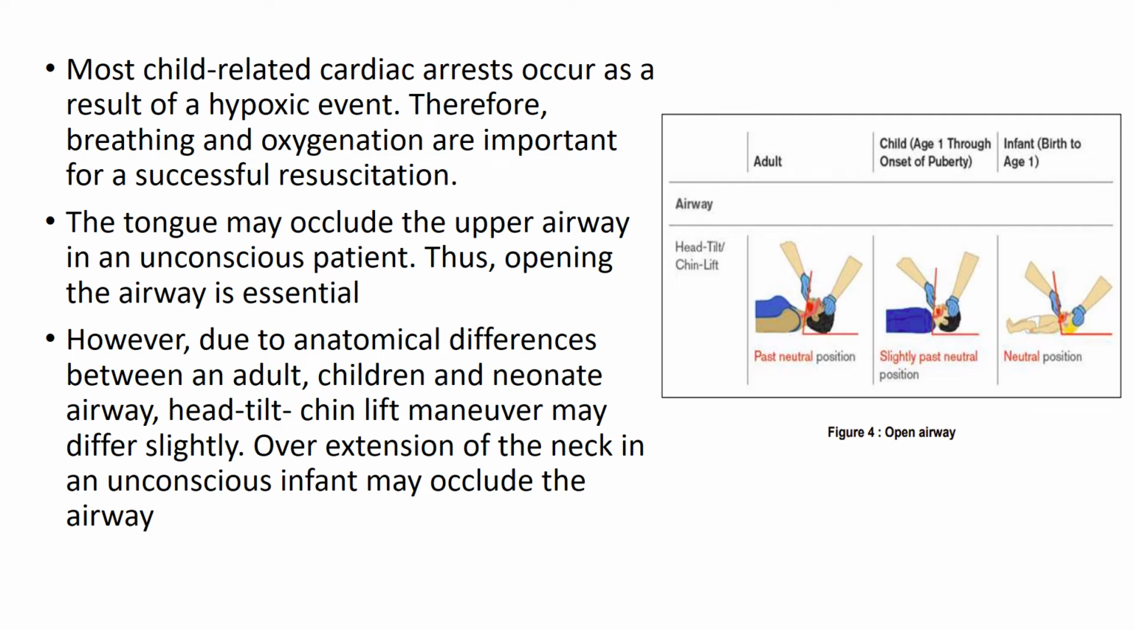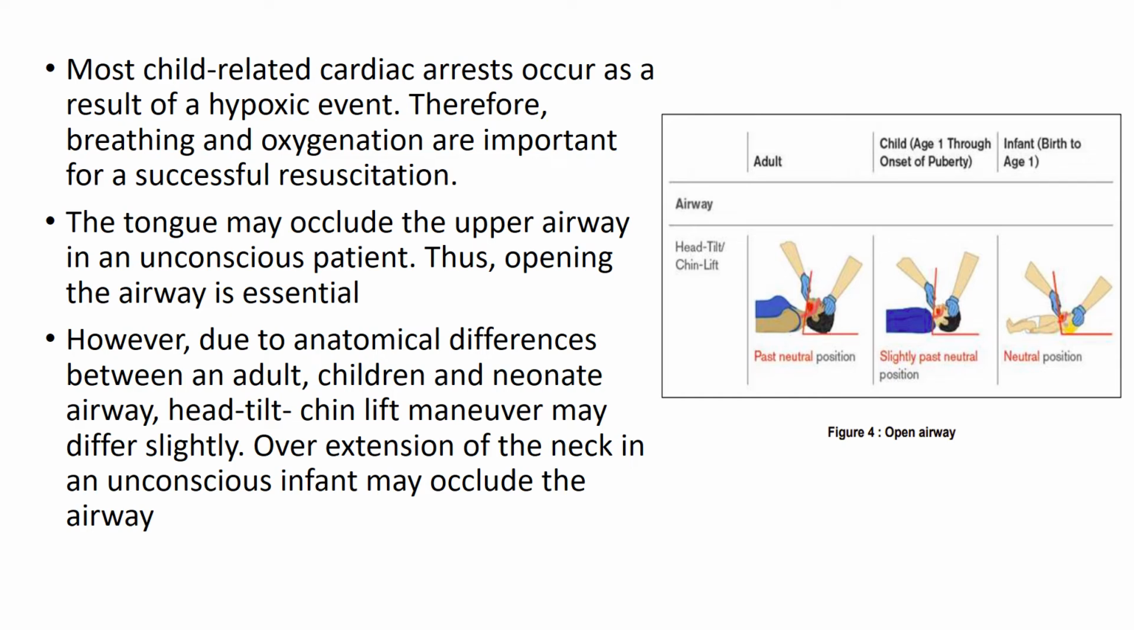Most child-related cardiac arrests occur as a result of a hypoxic event. Therefore, breathing and oxygenation are important for a successful resuscitation. The tongue may occlude the upper airway in an unconscious patient, thus opening the airway is essential. However, due to anatomical differences between an adult, child, and neonate airway, the head tilt chin lift maneuver may differ slightly. Overextension of the neck in an unconscious infant may occlude the airway.